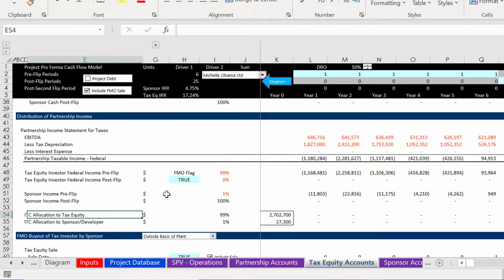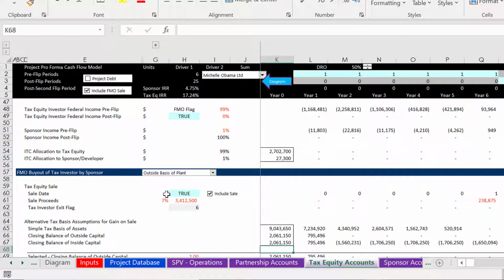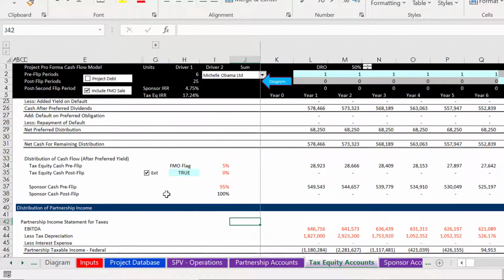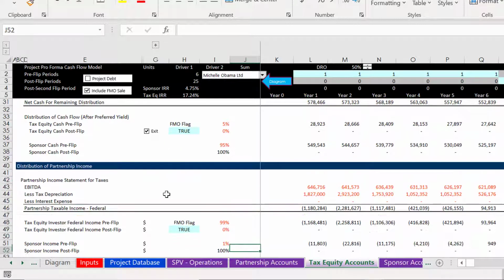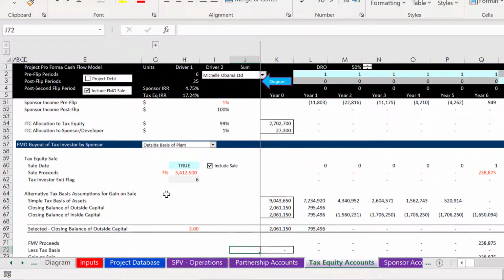Okay. And the ITC allocation is based on the same thing as the tax equity allocation. So they don't actually get 100%. The poor people only get 99%. How sad. All right. That's the basic allocation, and that comes from the safe harbor stuff and all of that.